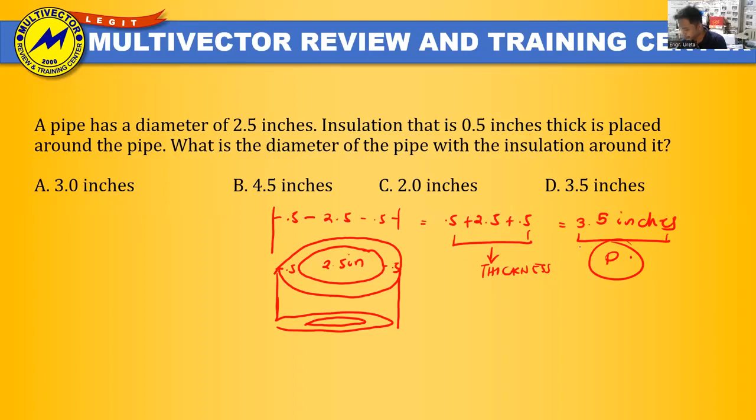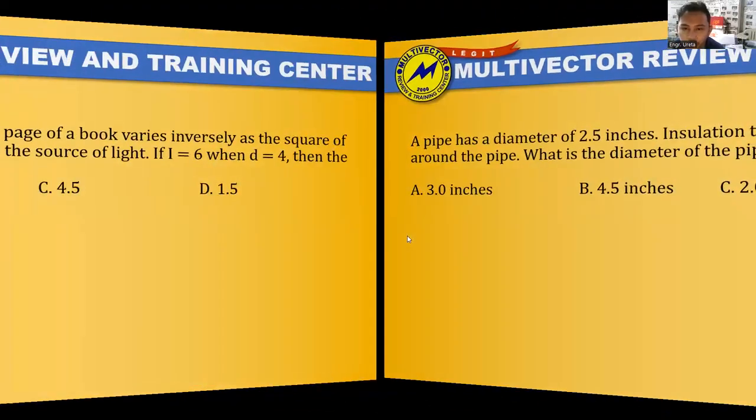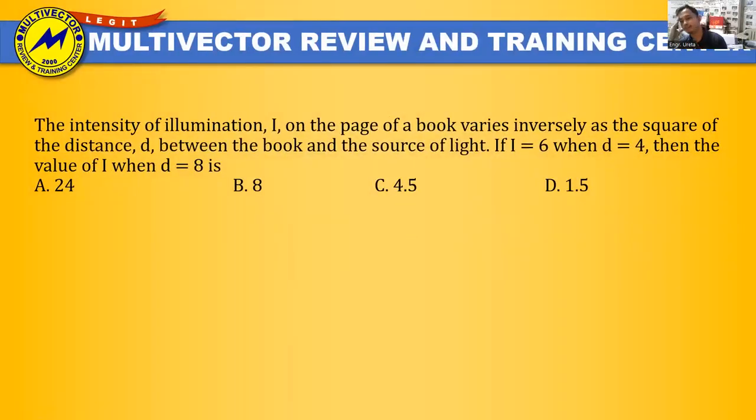Next. Problem number 75. The intensity of the illumination I on the page of the book varies inversely as the square of the distance d between the book and the source of light. If I is equal to 6 and d is equal to 4, then the value of I when d is equal to 6 is blank. Okay, so parang nasa illumination problem lang din tayo. So the intensity of the illumination I, sabi niya, varies inversely as the square of the distance.